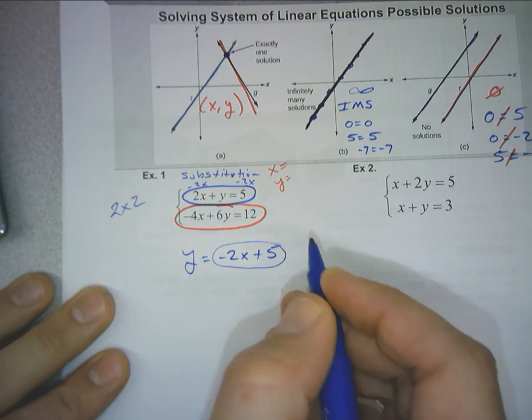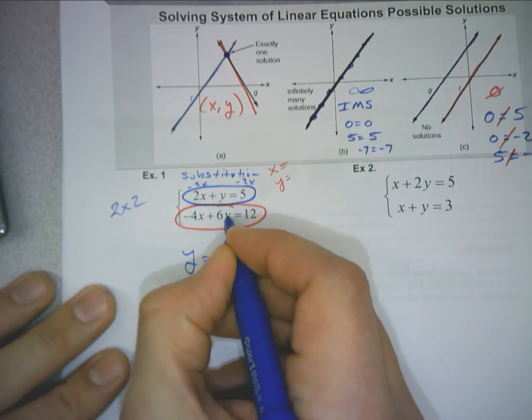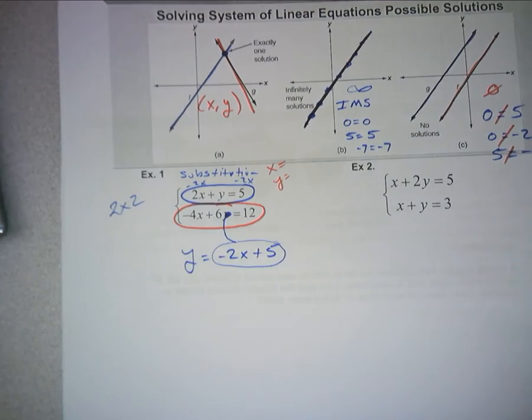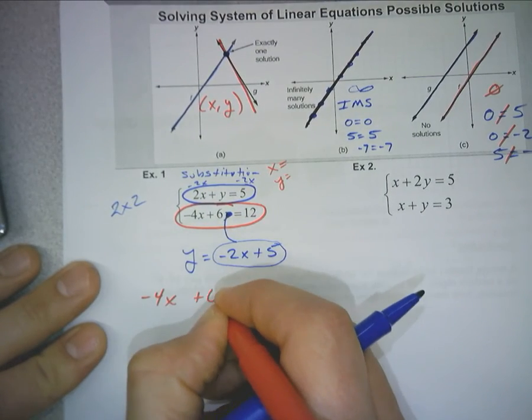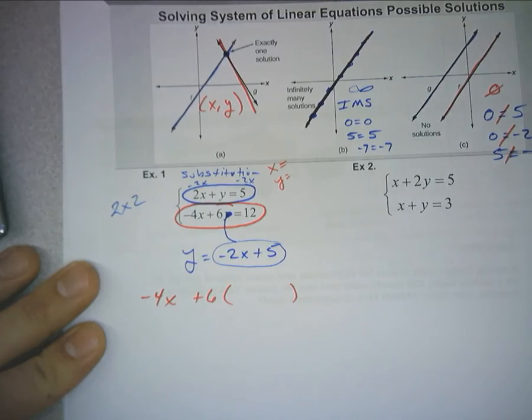Well, we're going to cut this out and we're going to paste it into the red one. Okay, so you got to use both equations. And I get negative 4x plus 6y, but instead of y, I'm going to put parentheses.